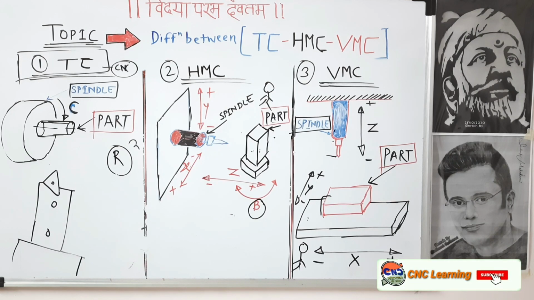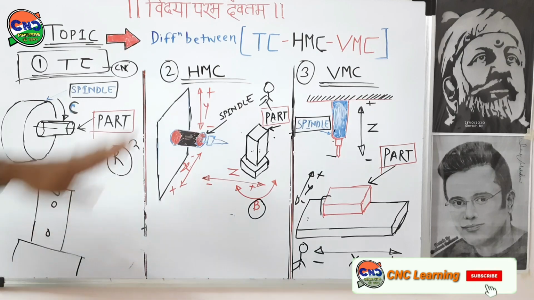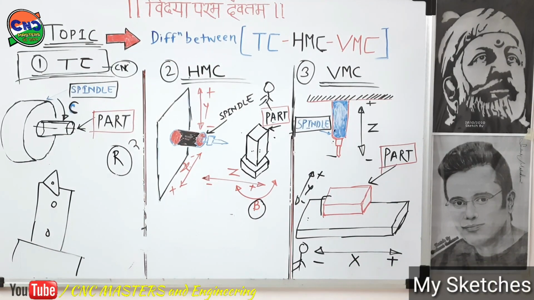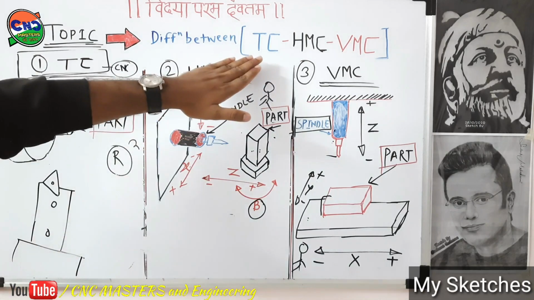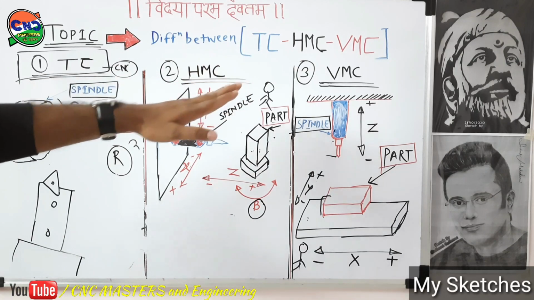Hello friends, welcome to the 68 number video. This video topic will be the difference between TC, HMC and VMC machines. As you may know, TC means turning center, HMC means horizontal machining center and VMC means vertical machining center.